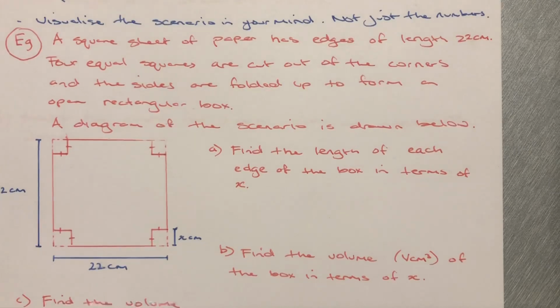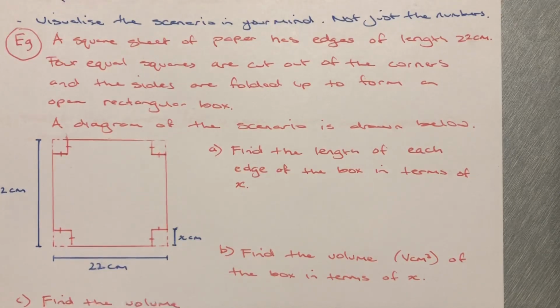So we have a square sheet of paper, which has edges of length 22 centimeters. Now 4 equal squares are cut out of the corners, and the sides are folded up to form an open rectangular box. Before I go any further, like we do have a diagram there, but before I go any further, I want to show you what I mean, like in real life.